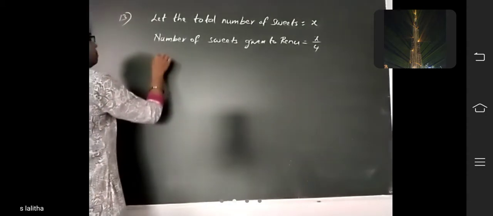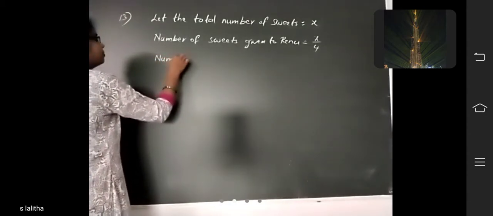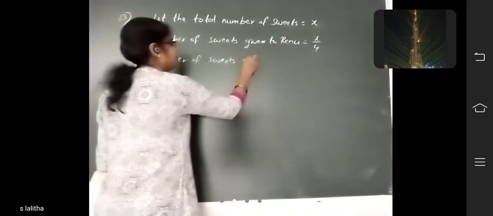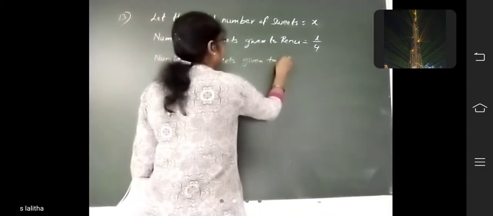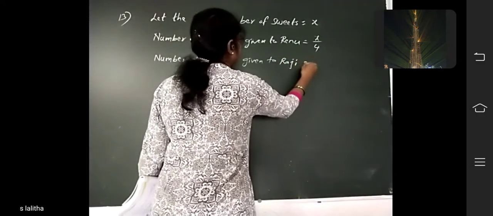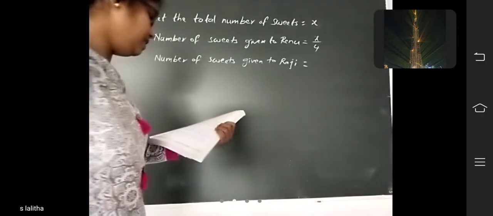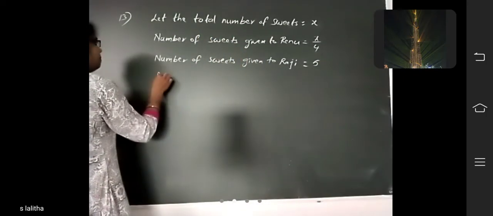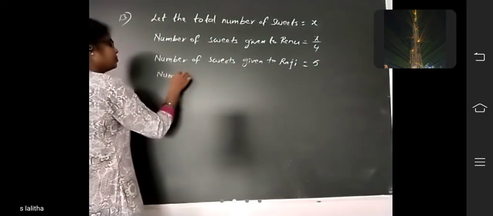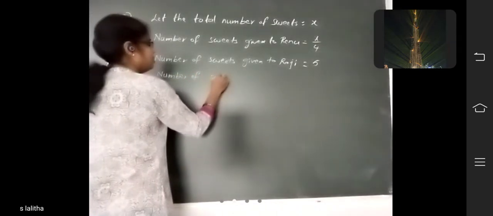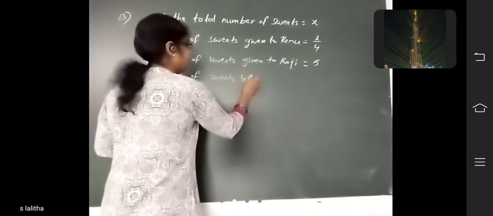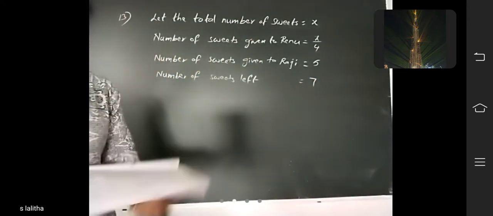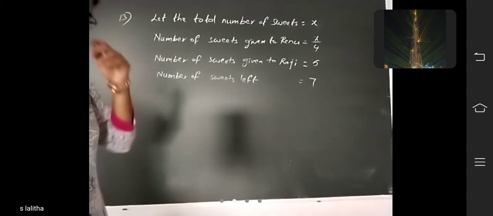Next, number of sweets given to Razi. How many sweets given to Razi? 5 sweets. Okay, next, number of sweets left. How many sweets left? 7 sweets left. Okay, now you have to find the total number of sweets.